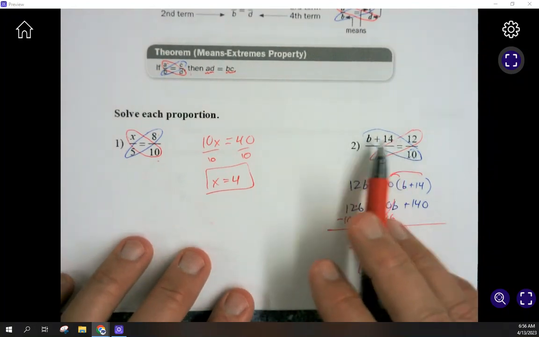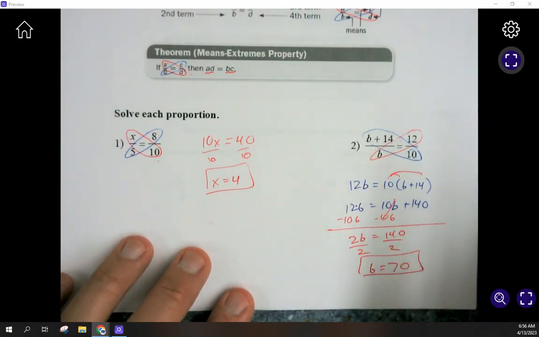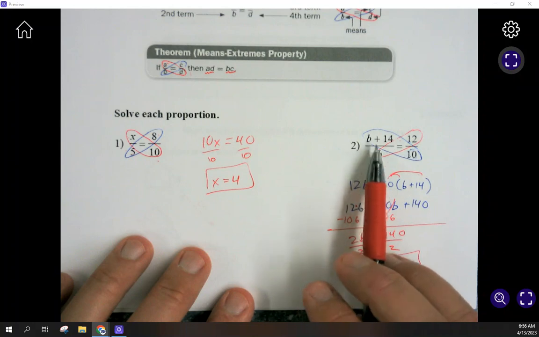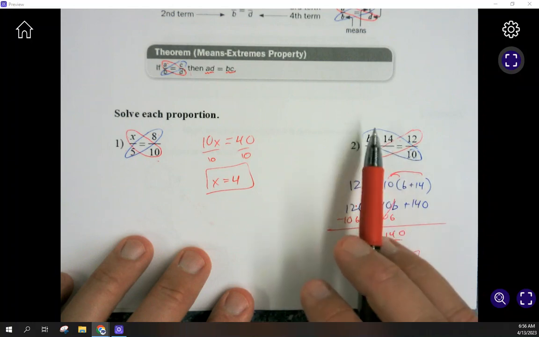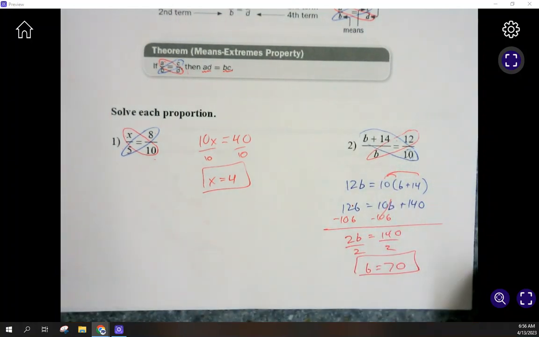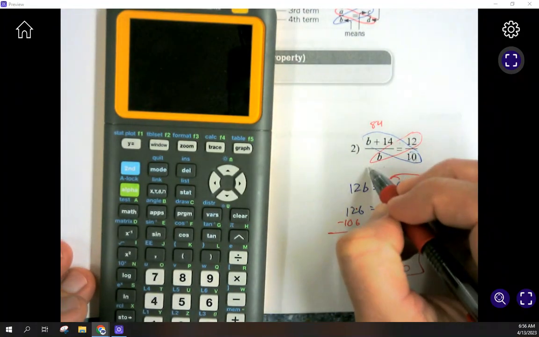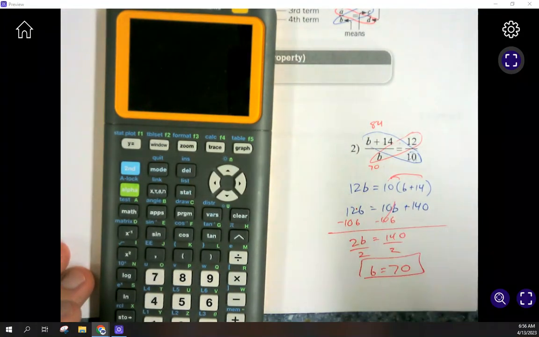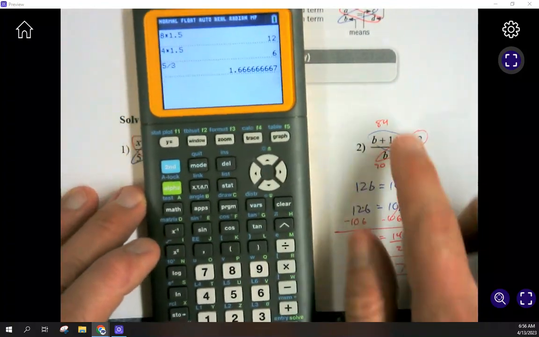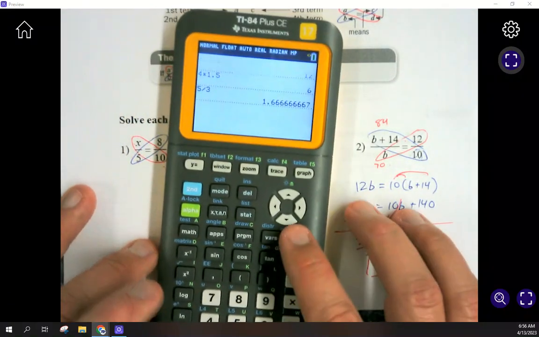Okay, and if I went back and plugged this in, so you don't have to, but if you checked it, you'd have 70 on the bottom, and then 70 plus 14, you'd have 84 up top. So just so you can see what's going on here, 84 over 70, plugging my answer back in. And remember, these ratios are a quotient, it's division.